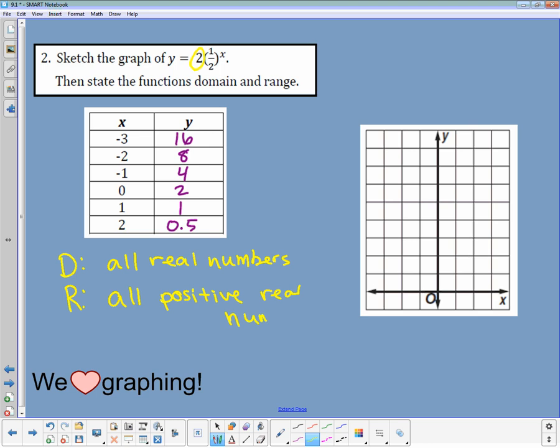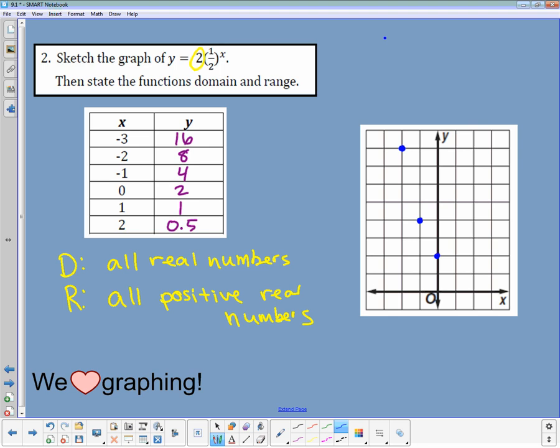And then let's go ahead and put that on the coordinate plane. So at negative 3, I'd be up at 16. That's way up high. Negative 2 would be 8. So see if I can get there. 1, 2, 3, 4, 5, 6, 7, 8. Yeah, I've got space. Negative 1, 4. 1, 2, 3, 4.